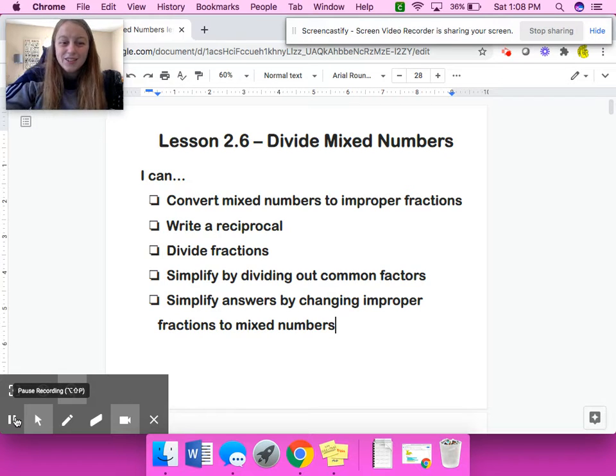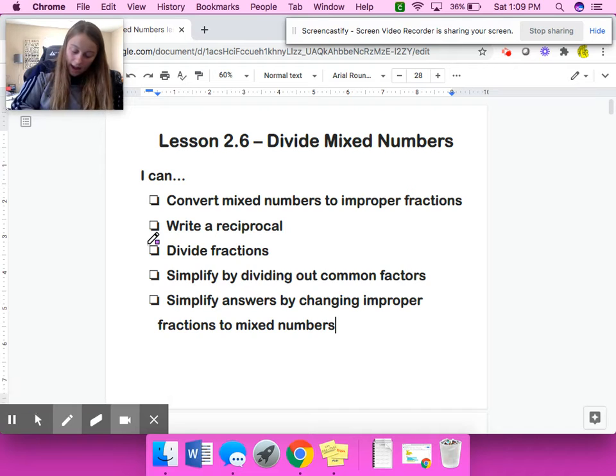All right. So, as you can see, we just talked about it. We know how to convert mixed to improper. We know how to use a reciprocal. We know how to divide. We know how to simplify. And we change improper back to mixed.